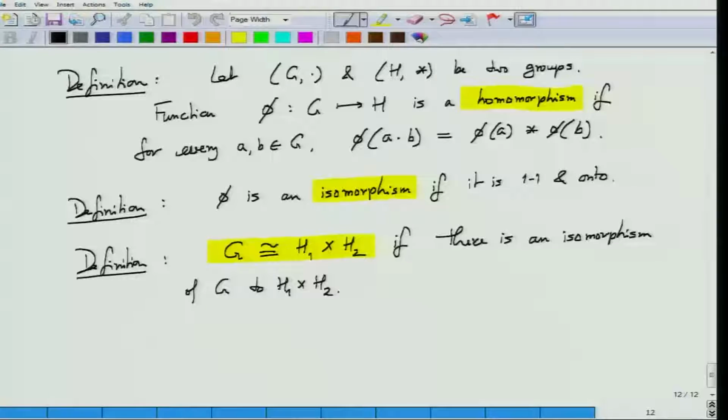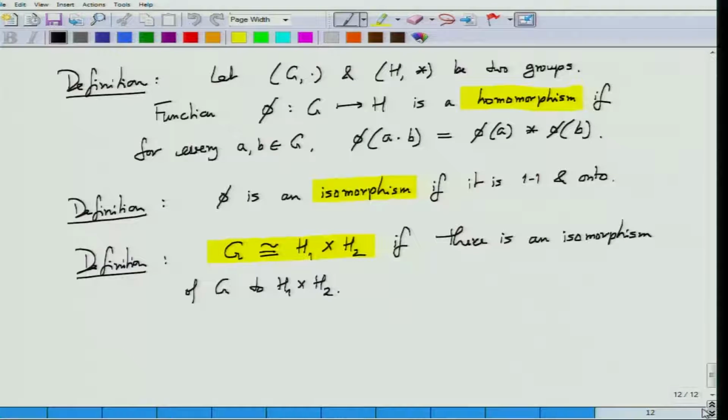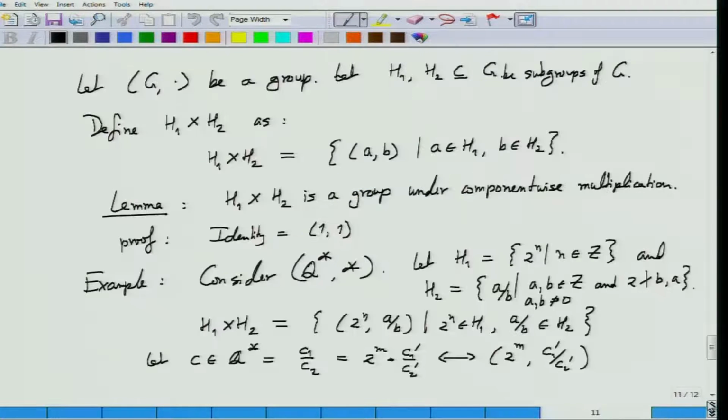Yesterday we saw that we can split some groups into subgroups and write them as a product of two groups. And we saw one example which was Q star, which we split as two subgroups, where the first one was just powers of 2 and the second one was all the rational numbers where numerator and denominator are odd numbers.